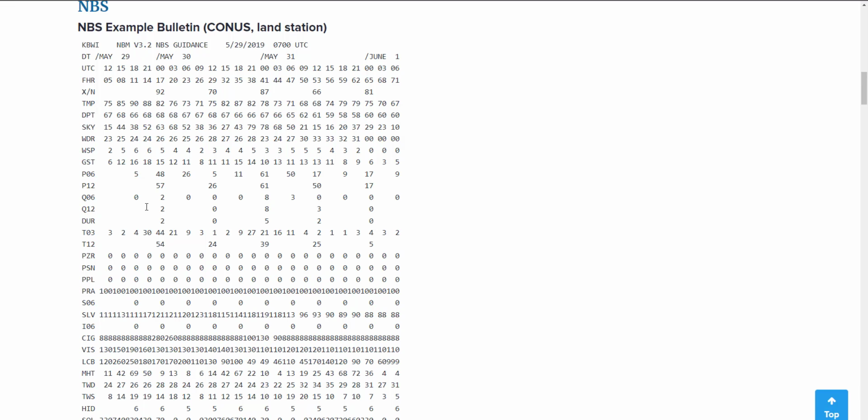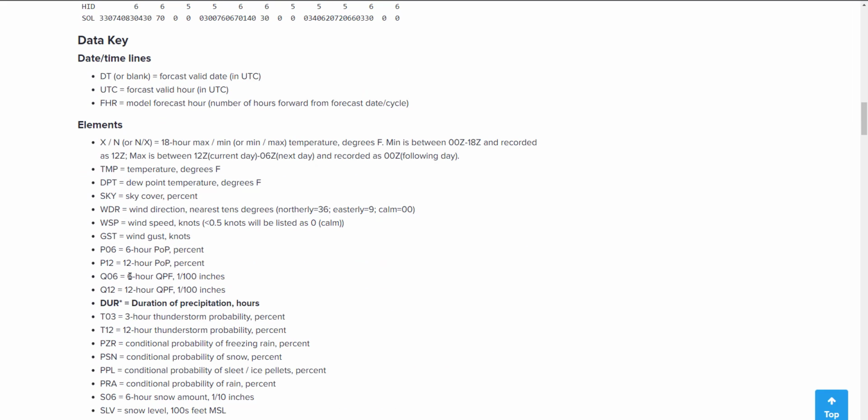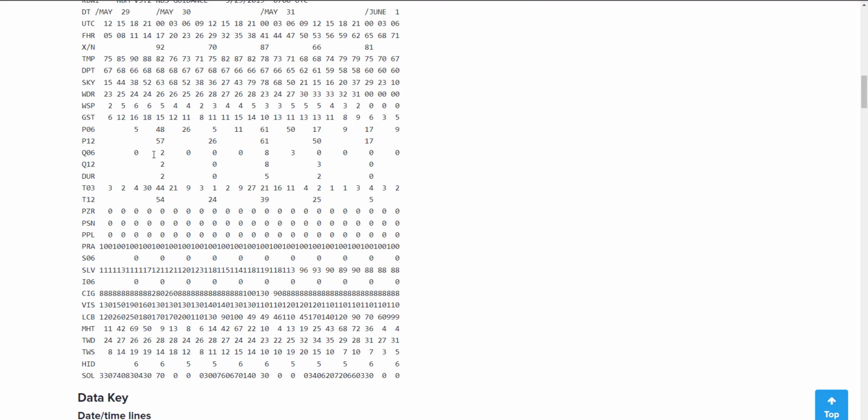Now, how much is it going to rain? That would be the next question somebody would ask. So you could look at the Q6 and the Q12. This would be quantitative precipitation, or how much rain actually fell in a 6-hour or 12-hour time block. Now, the numbers here, you have to divide them by 100. If you look at the Q6, 6-hour quantitative precipitation, it's in 1/100th of an inch. So you have to divide whatever these numbers are by 100. So if I divide this 2 by 100, that is 0.02.